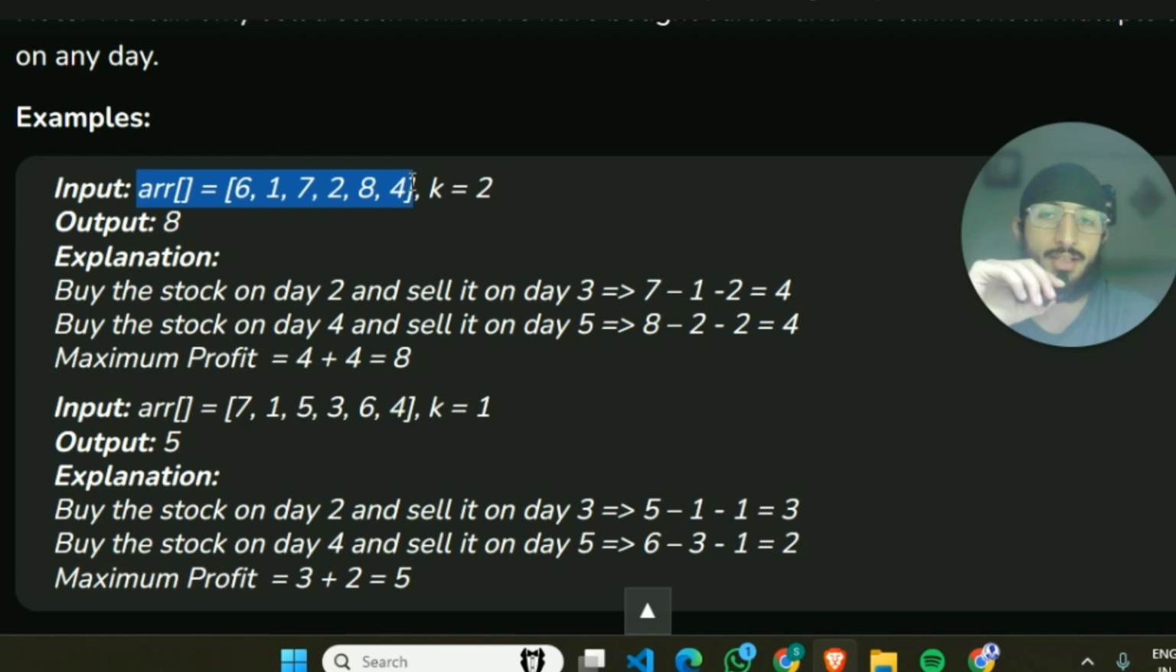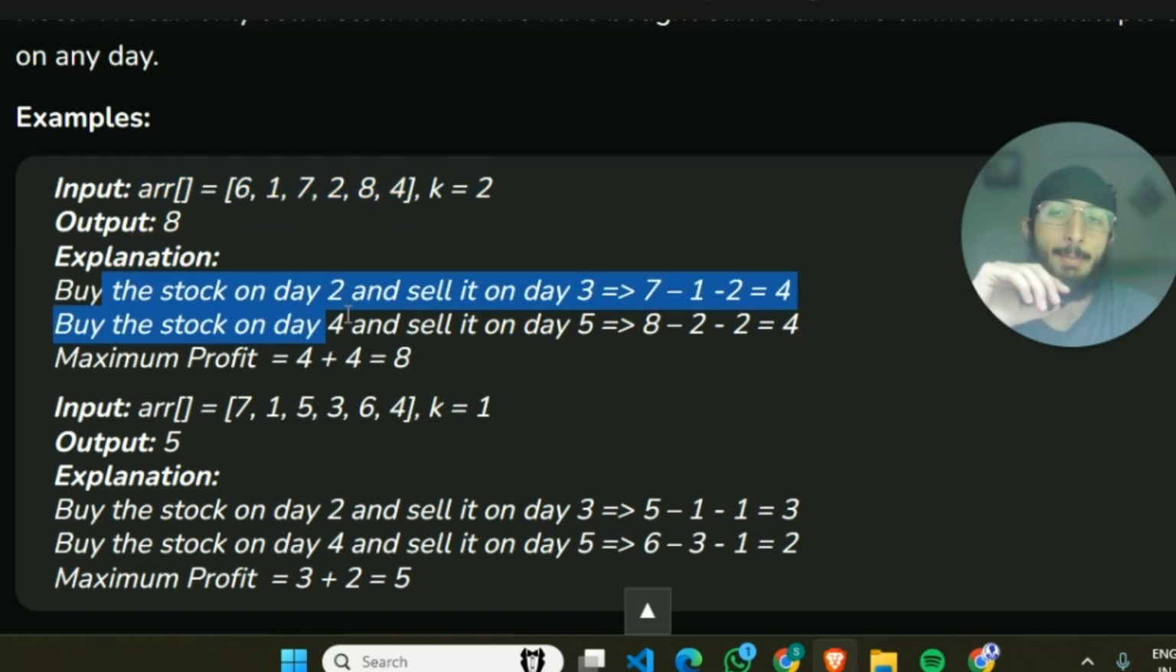So the input array is given as 6 1 7 2 8 4, and k is equal to 2. Output is 8. Explanation: buy the stock on day 2, that is here, and sell it on day 3. So we have 7 minus 1, and we have a transaction fee, so that also is reduced. So minus 2 is equal to 4. Now this is another variation, and this is quite a good problem. So we have to subtract 2 from every transaction.